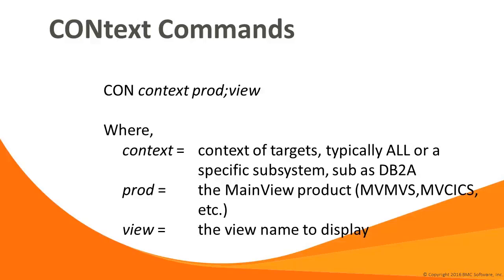For example, to display a view C region in MainView for CICS and display all targets, you would issue con all mv cics semicolon C region. Or if I'm in MainView for CICS already looking at C region with a context of CICS 1, I can quickly change it to CICS 4 by issuing con CICS 4.